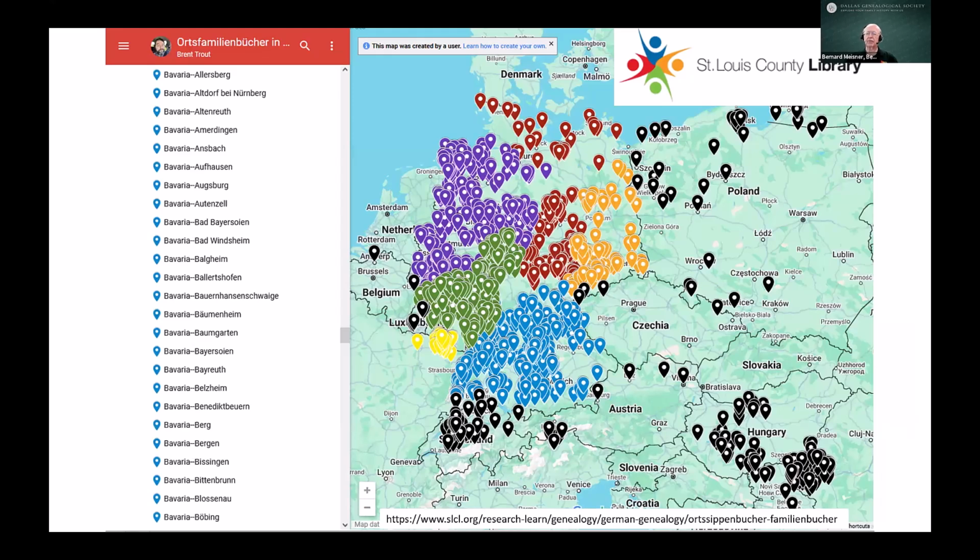So this is from the St. Louis Library showing all the books they have. And I've scrolled down the list to the start of Bavaria. And this is just from Allersberg to Böbing. That's just A's and B's. And all those in blue there in Bavaria are all the books they have. And they continue to acquire new ones as they are published. So they have lots and lots of records. They can do the lookup for you.